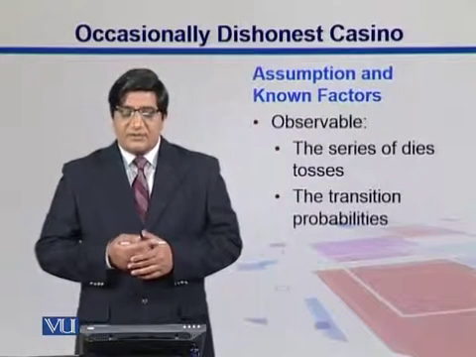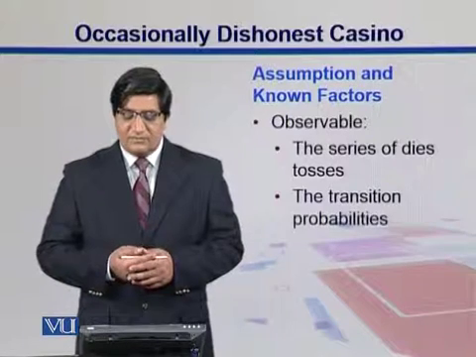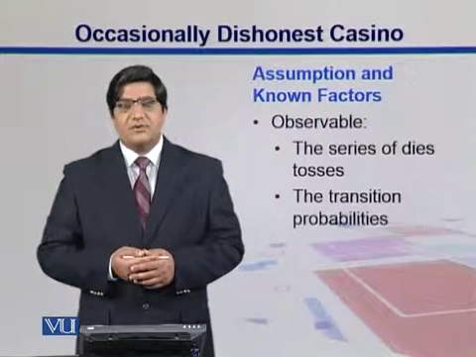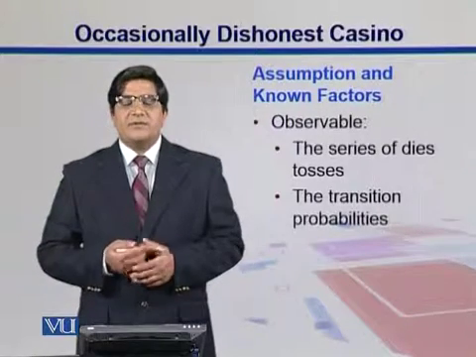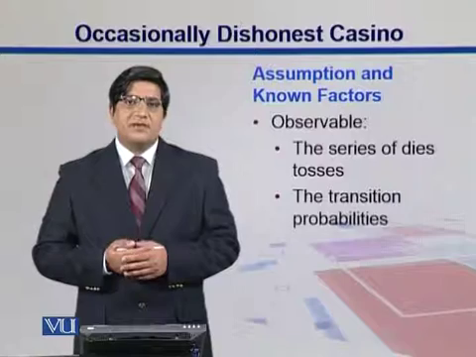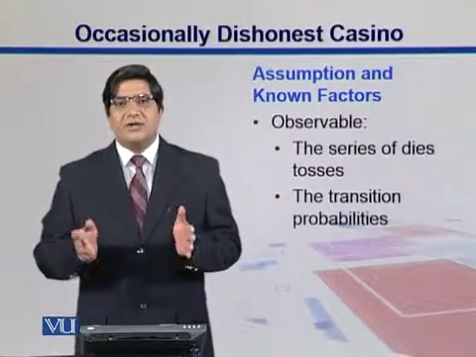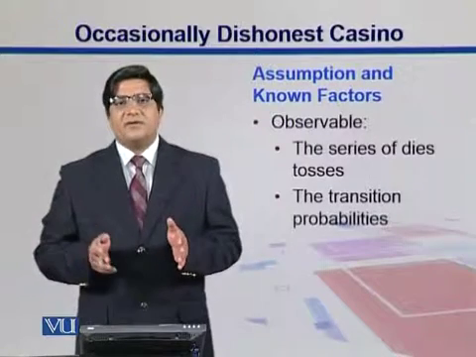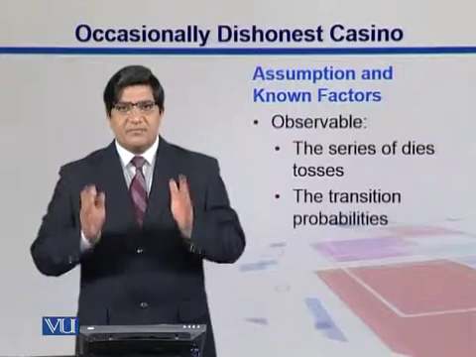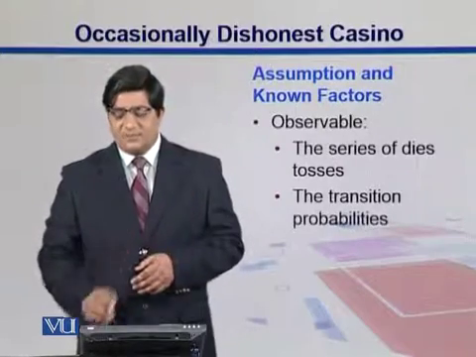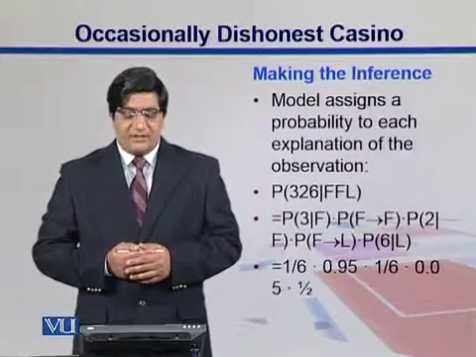What are the observables? In this system, what you observe is the series of outcomes of those dice, and your observables can also include transition probabilities. Once you get a doubt, you can look into the occurrence of some specific numbers. If it is coming after how many tosses, from there you can draw some transition probabilities. Then we make an inference out of it.